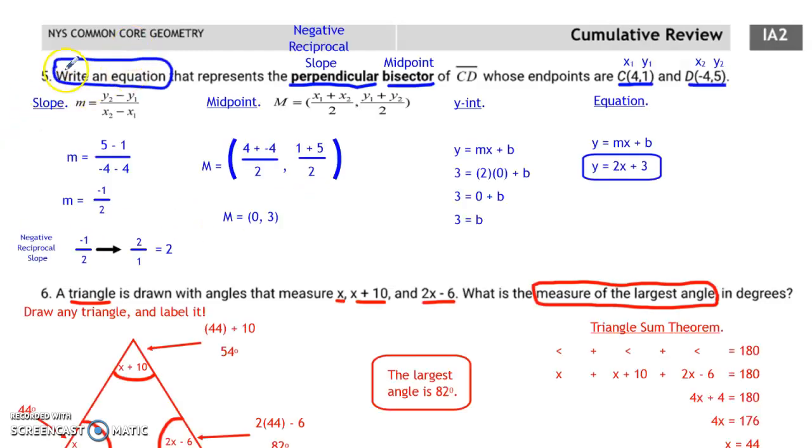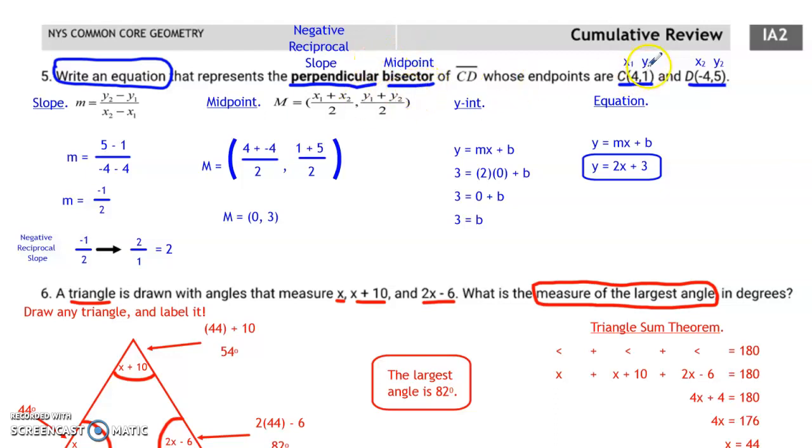Here's question number 5. It asks us to write an equation. Remember, the equation of a line should be y equals mx plus b. That represents the perpendicular bisector. Perpendicular, of course, meaning negative reciprocal slope, as we talked about just before. And a bisector, I'm looking for the midpoint.